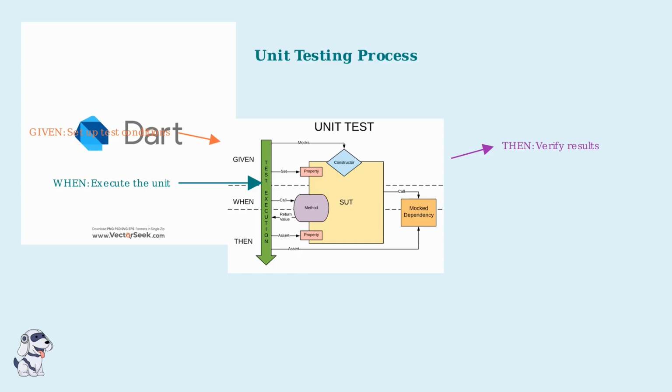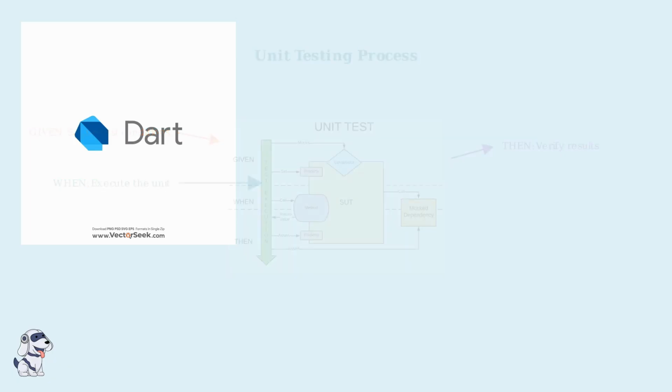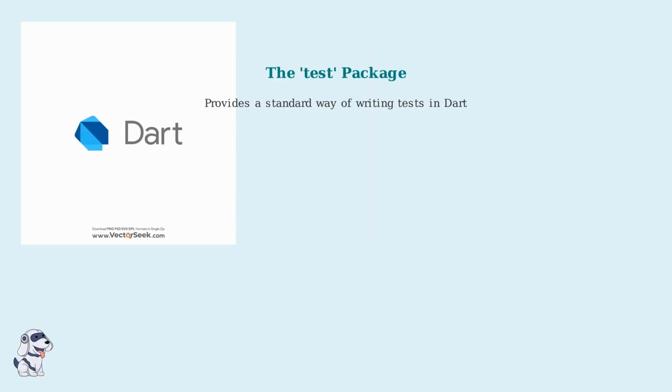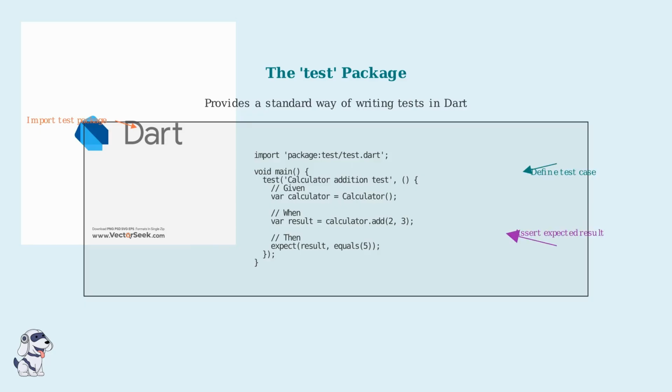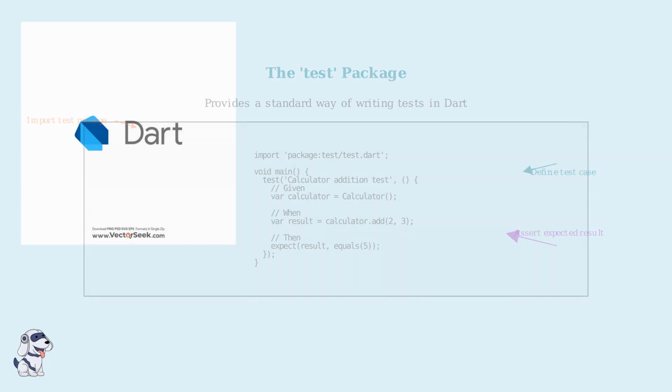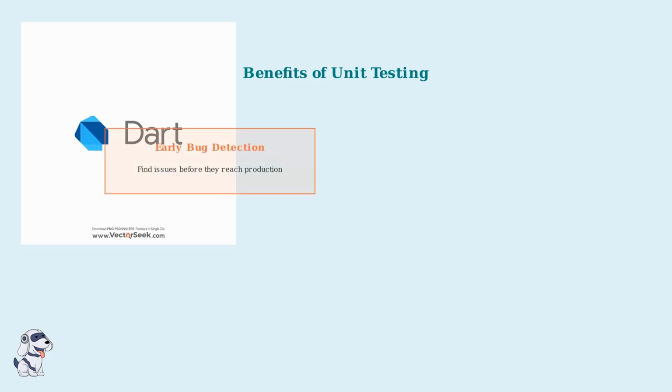This process helps catch bugs early and ensures that each piece of your code works correctly in isolation. In Dart, the test package provides a standard and powerful way to write unit tests. This package offers a clean syntax for organizing tests, making assertions, and running test suites. It's the foundation for ensuring your Dart applications are reliable and maintainable. Unit testing brings numerous benefits to code quality.